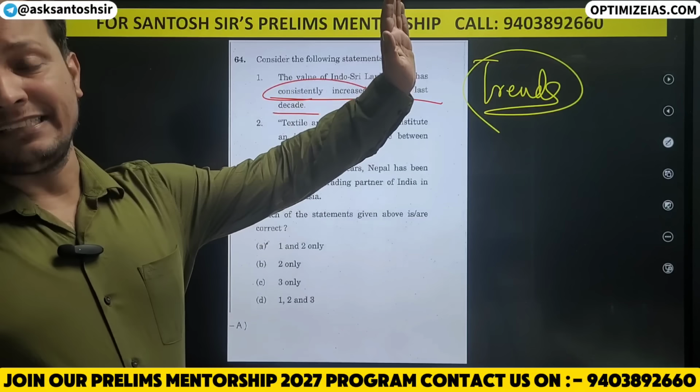Consistently increasing means like this, or consistently decreasing like this. These are wrong, incorrect statements. So statement 1 is gone. Now let us read these two statements. Textile and textile articles constitute an important item of trade between India and Bangladesh. This is a general statement. This can be correct. Now let us read statement 3. In the last 5 years, Nepal has been the largest trading partner of India in South Asia. Largest trading partner. Again, an extreme word.